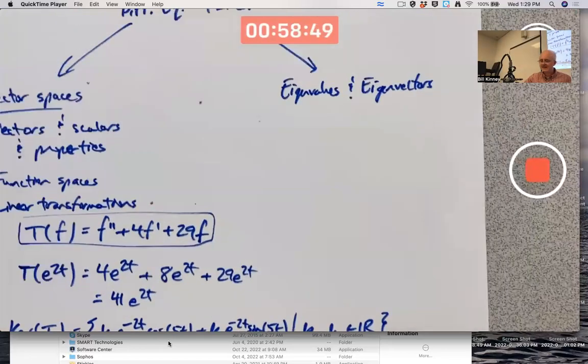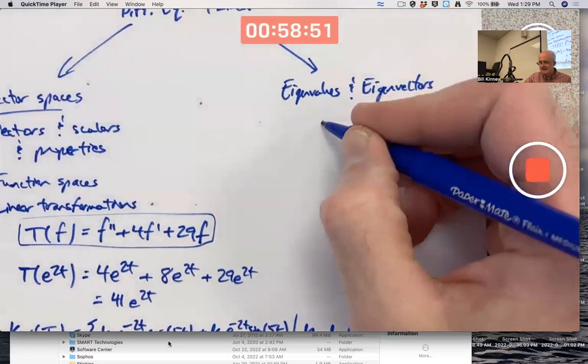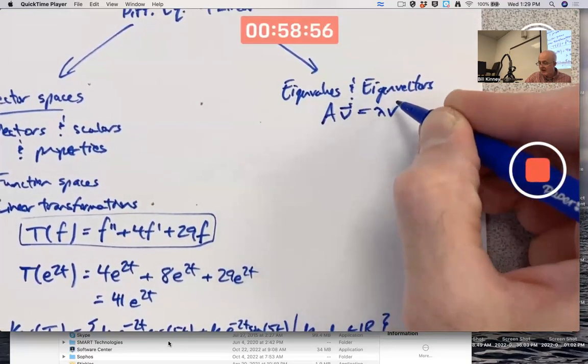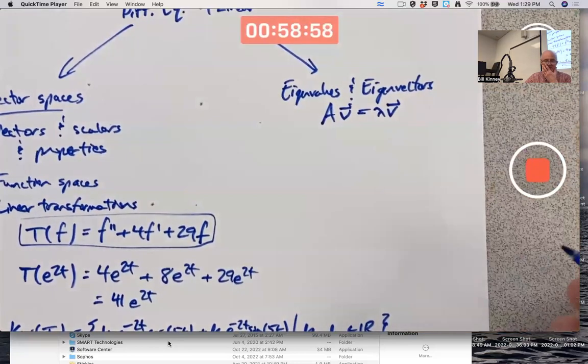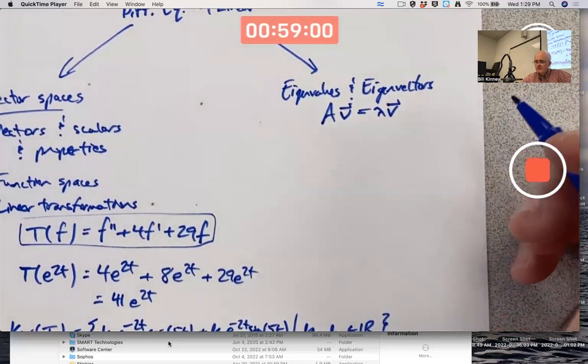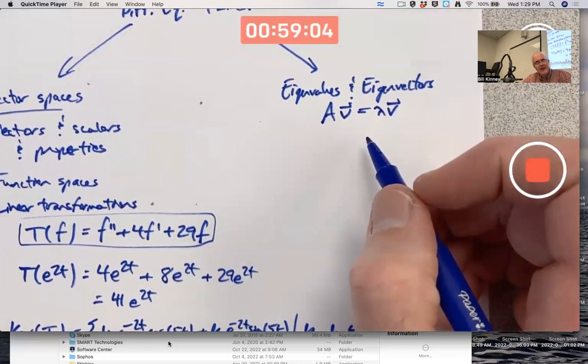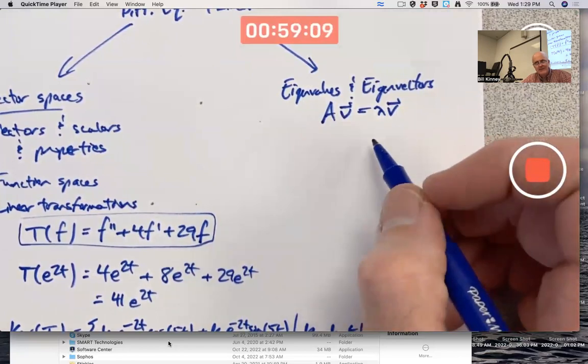Again, the other track is the eigenvalues and eigenvectors, defined by this equation, A times v equals lambda times v. Realize here when you look at this equation, this does not imply A equals lambda. A is a matrix, lambda is a scalar.